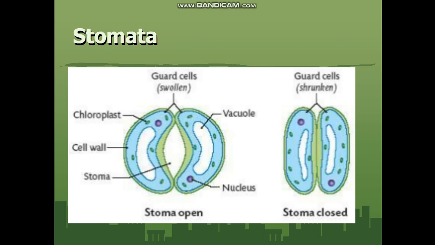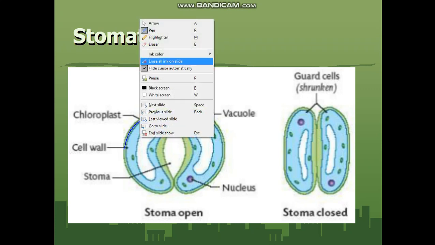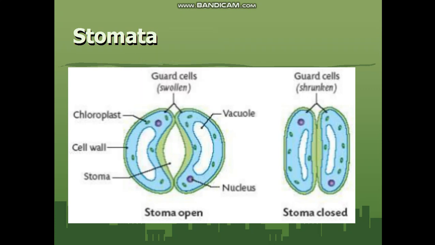Now see, this is how a stoma looks. This empty place is the vacuole, and these are the chloroplasts. This purple color is the nucleus, and this is the stoma open. And here the dark blue line is the cell wall. Now this is the stoma closed, and see here the guard cells are shrunken.